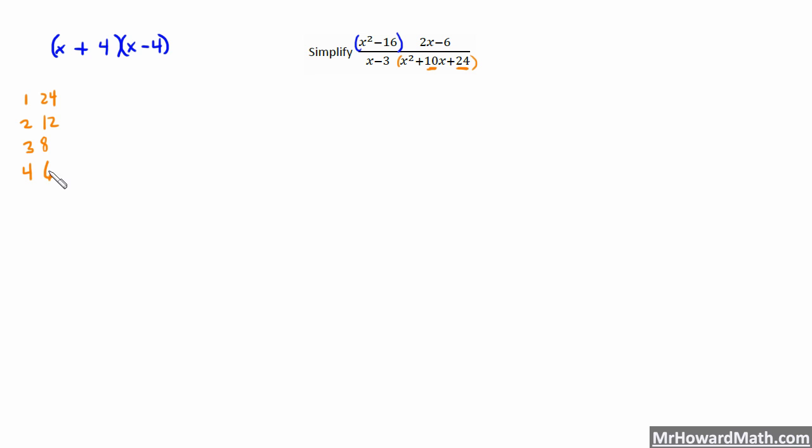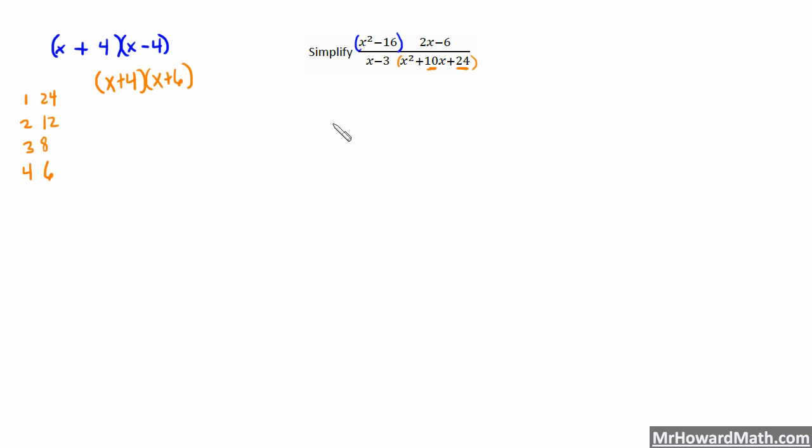Multiplies to 24 and that would give us 10 if they're both positive, or it could give us 2 depending on how the signs are set up. So 10 or 2. We want 10, so we want this to be plus plus. So a plus here, so that's just going to be x plus 4, x plus 6 is how the orange part factors. So let's write that all out.